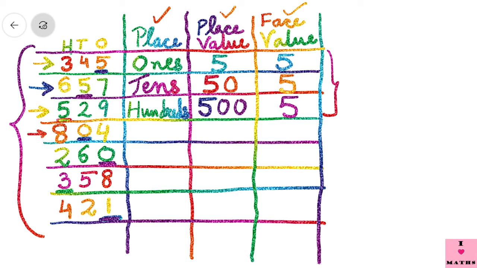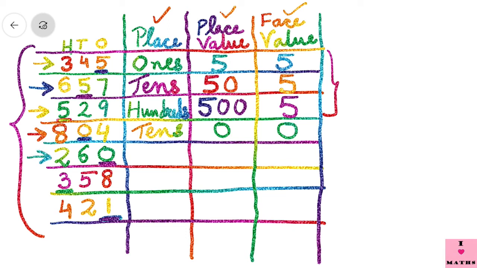Okay, now in this number 804, 0 has been underlined. So 0 is at tens place. The 0 is situated at tens place, so I will write down tens in place. The value of 0 is 0 tens. 0 tens means 0. So I will write here 0, and the face value is also 0.